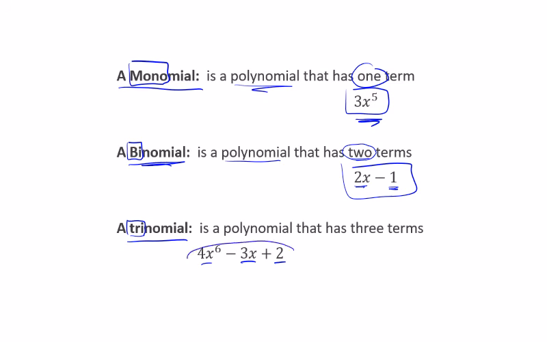So this would be a trinomial, the degree of 6, right? And a leading coefficient of 4. So constant is 2. So, those are the different terms that we've talked about. And we'll practice using these terms in class and in the assignment.